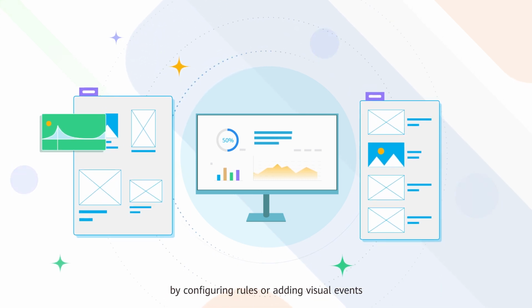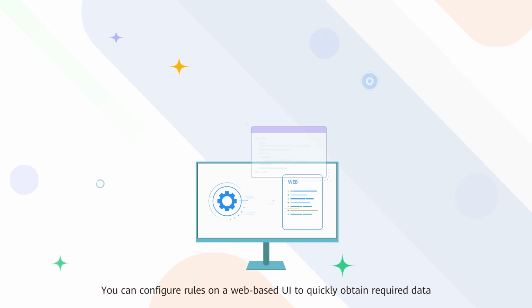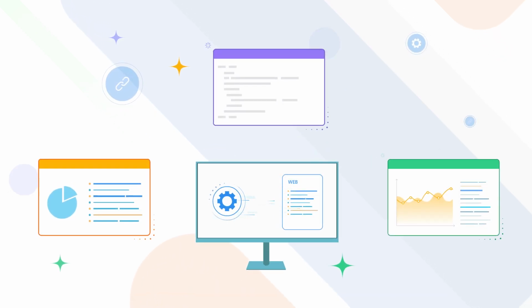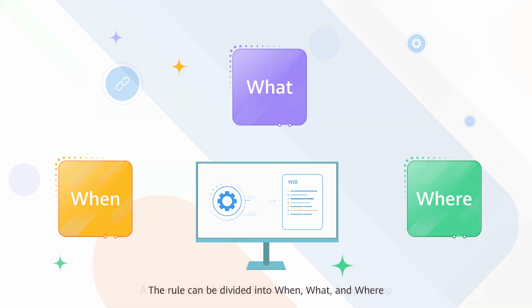HMS Core Dynamic Tag Manager empowers you to obtain and distribute data with ease by configuring rules or adding visual events. You can configure rules on a web-based UI to quickly obtain required data. The rule can be divided into when, what, and where.